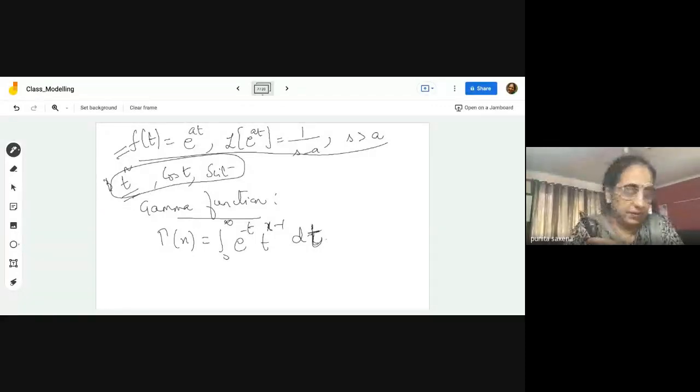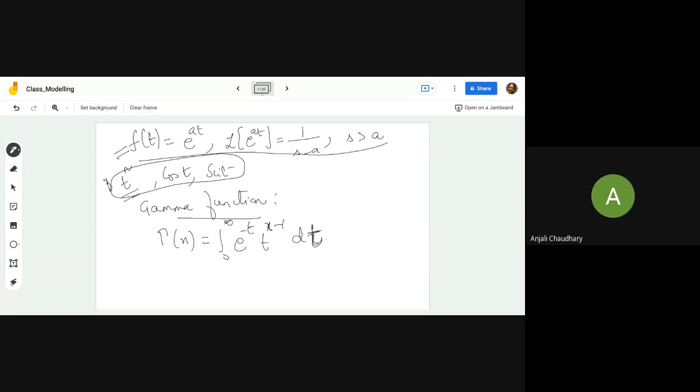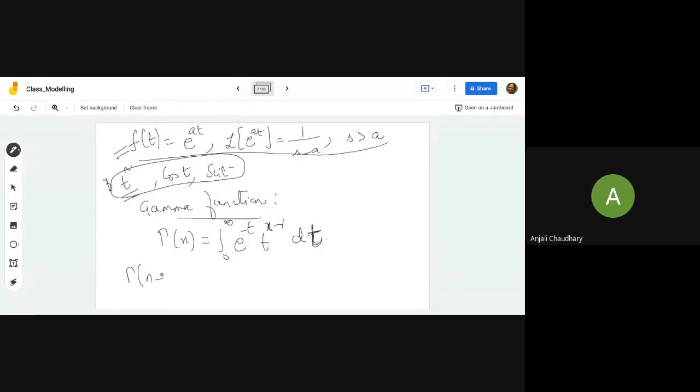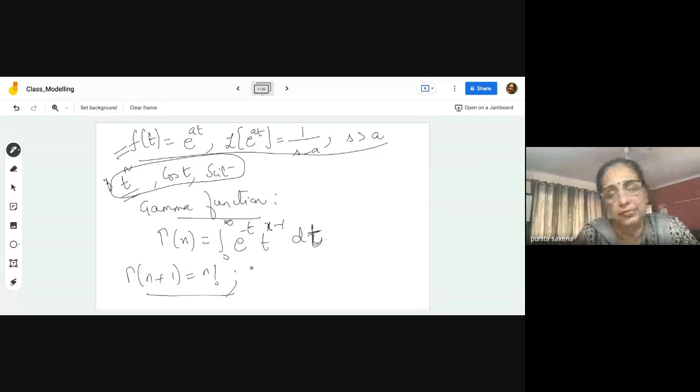Yes, of gamma function. Gamma of n+1 is n factorial. Gamma of n+1 is n factorial. This is one property. Any other? What is gamma function of 1? It will come from here. 1.